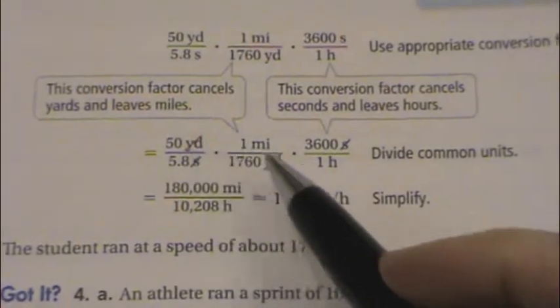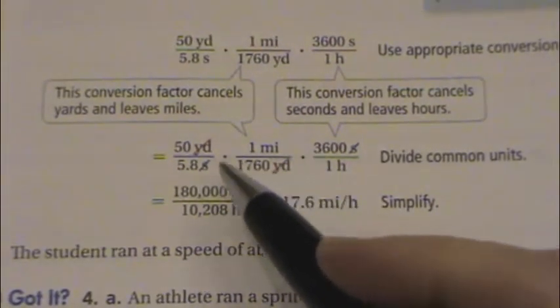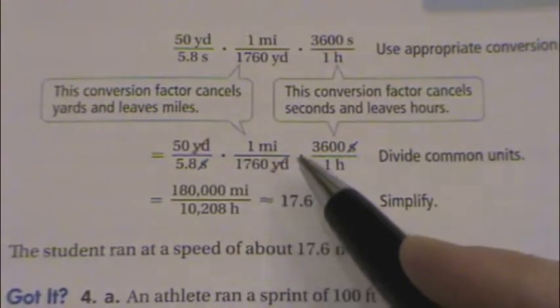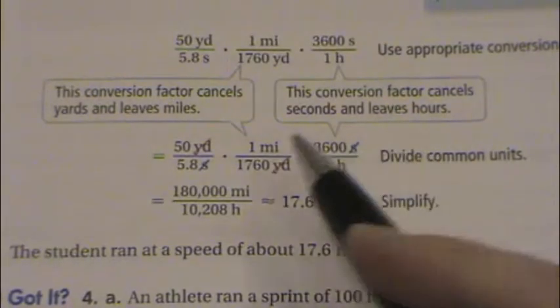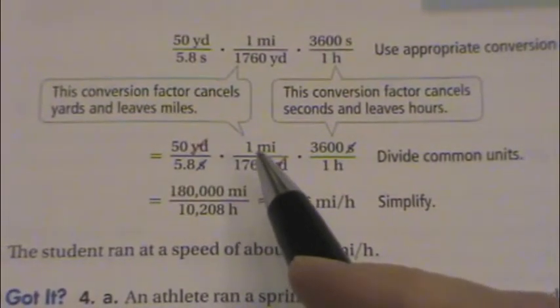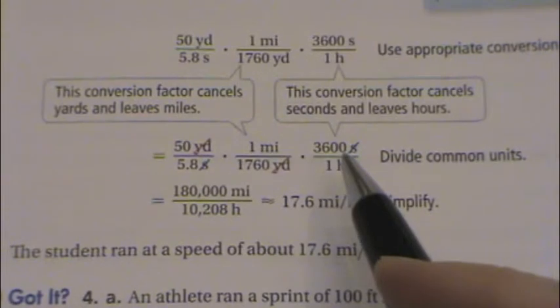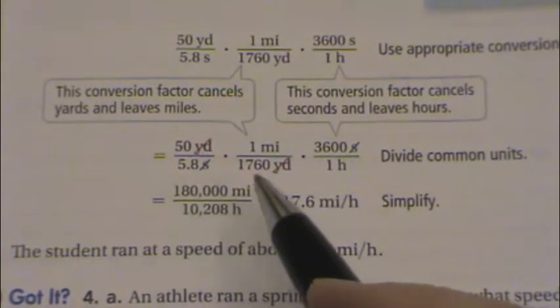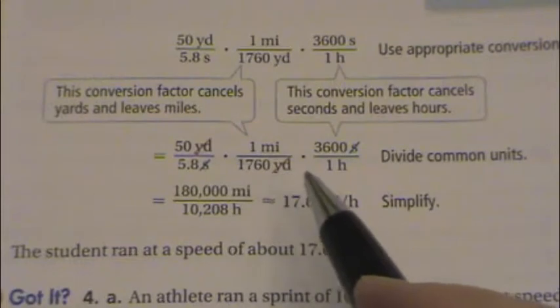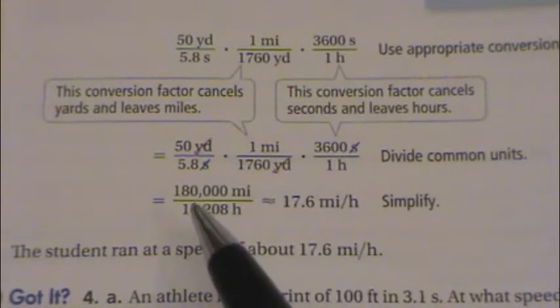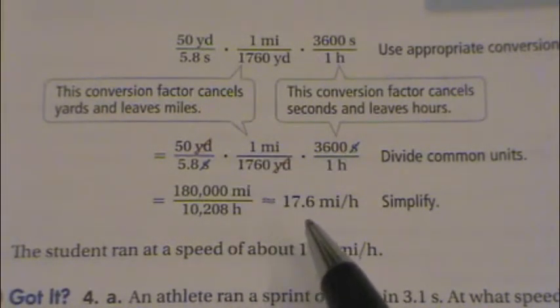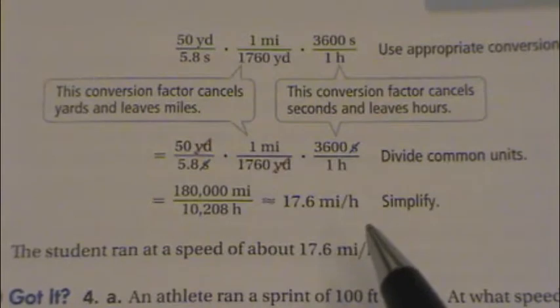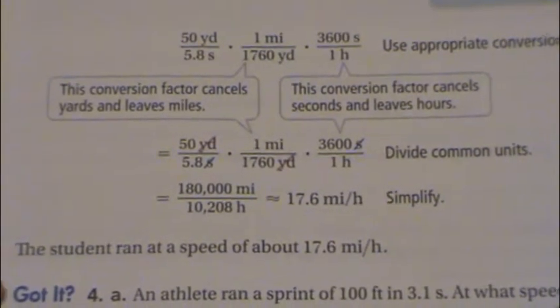Cross out what is in common. So this yards cancels with that yards. That seconds cancels with that seconds. So we are left with 50 times 1 mile times 3,600 divided by 5.8 times 1,760 times 1 hour, which works out to this. And then you divide it out. It's approximately 17.6 miles per hour. If only we actually could run that fast for that long.